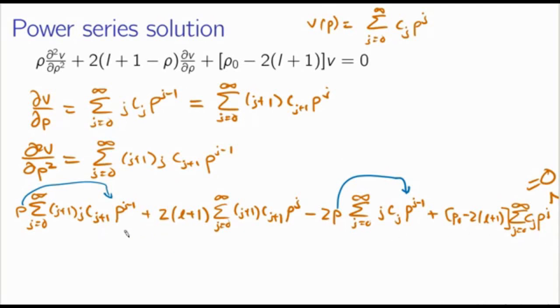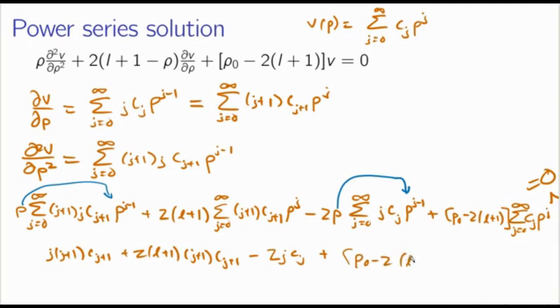So when I equate coefficients, I no longer have any sums, and I just have j plus 1 times c sub j plus 1, no more rows either, plus 2l plus 1 times j plus 1 times c sub j plus 1, minus 2 times j times c sub j from this, plus this, rho naught minus 2l plus 1 times c sub j. And that all has to be equal to 0.